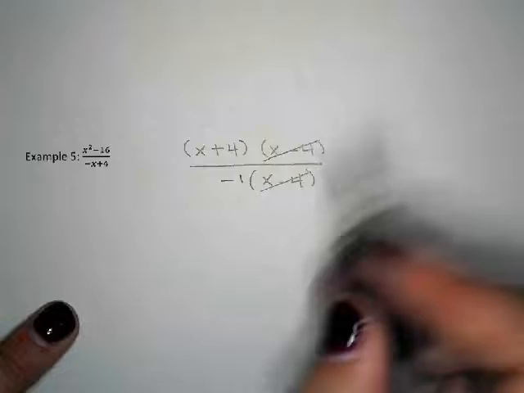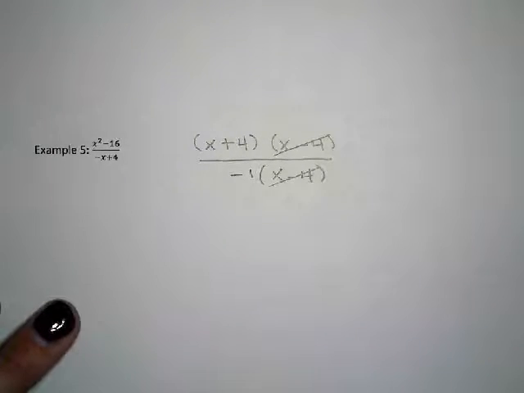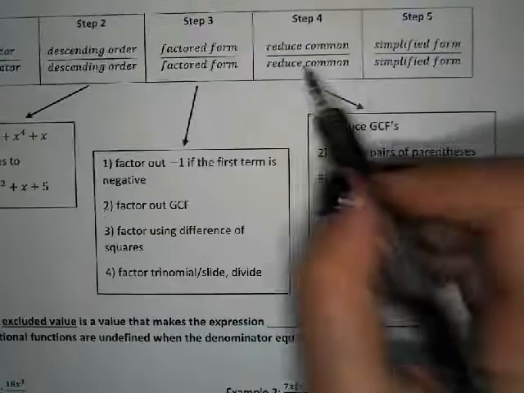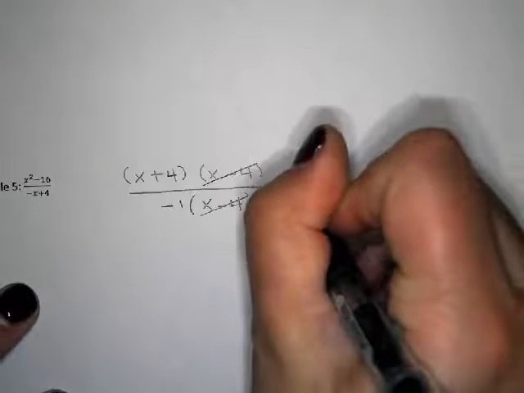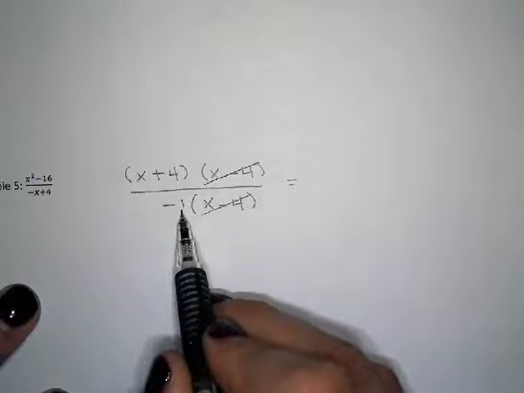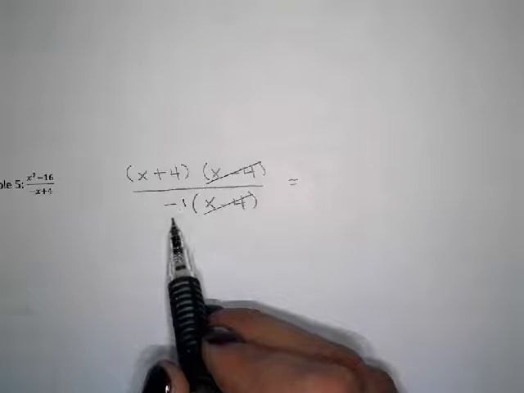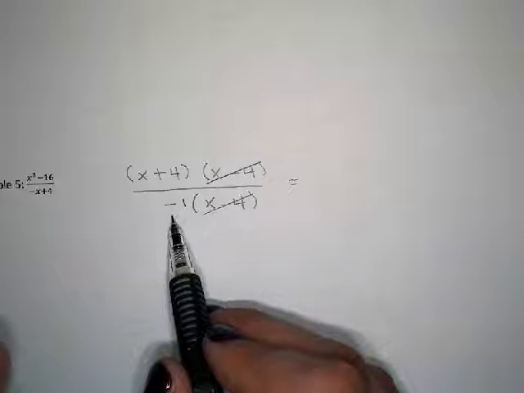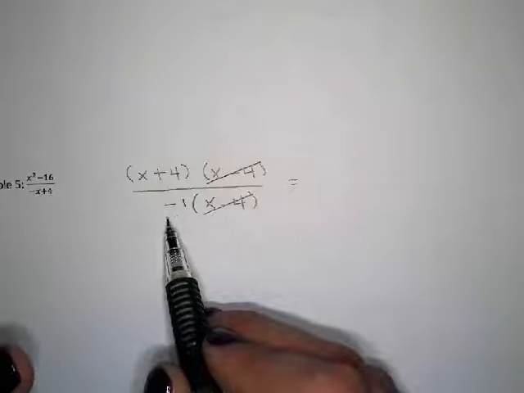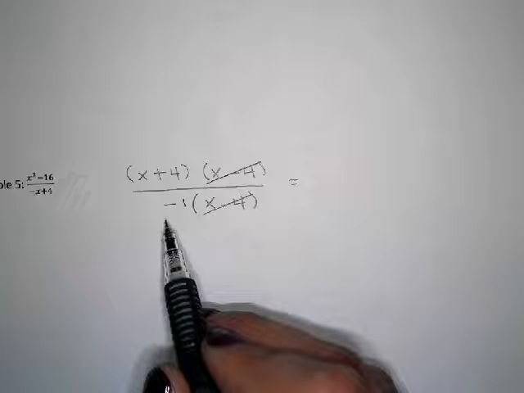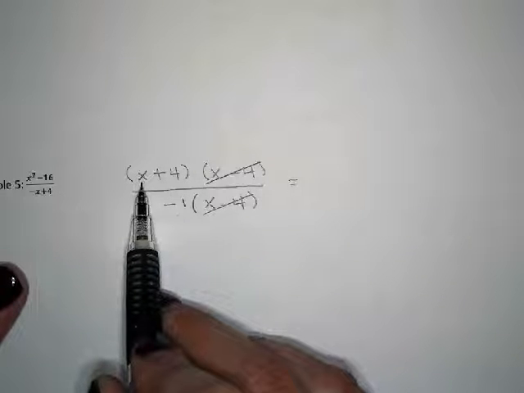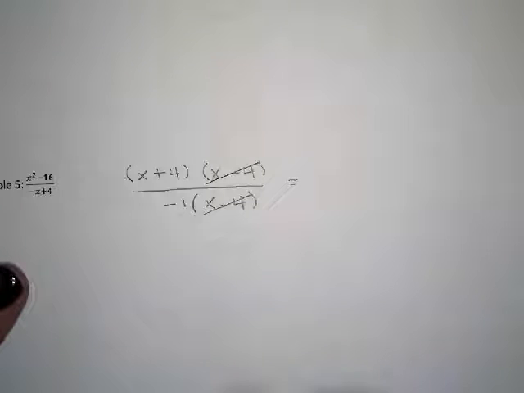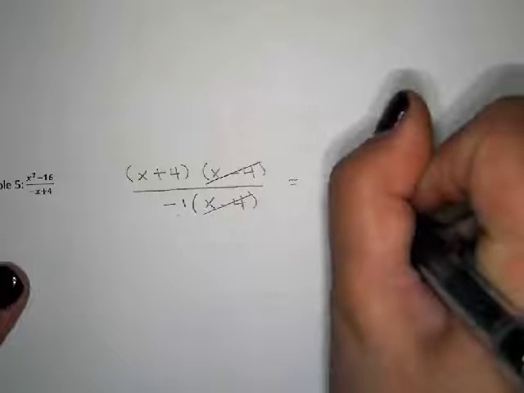Okay, and so then after we divide the things that are in common, then we write the simplified form of the final answer. And so over here we have an x plus 4 divided by a -1. Should we leave a -1 on the bottom of a fraction? No, that'd be weird, right? So you put a -1 outside, or if you wanted to, you could do -x minus 4.